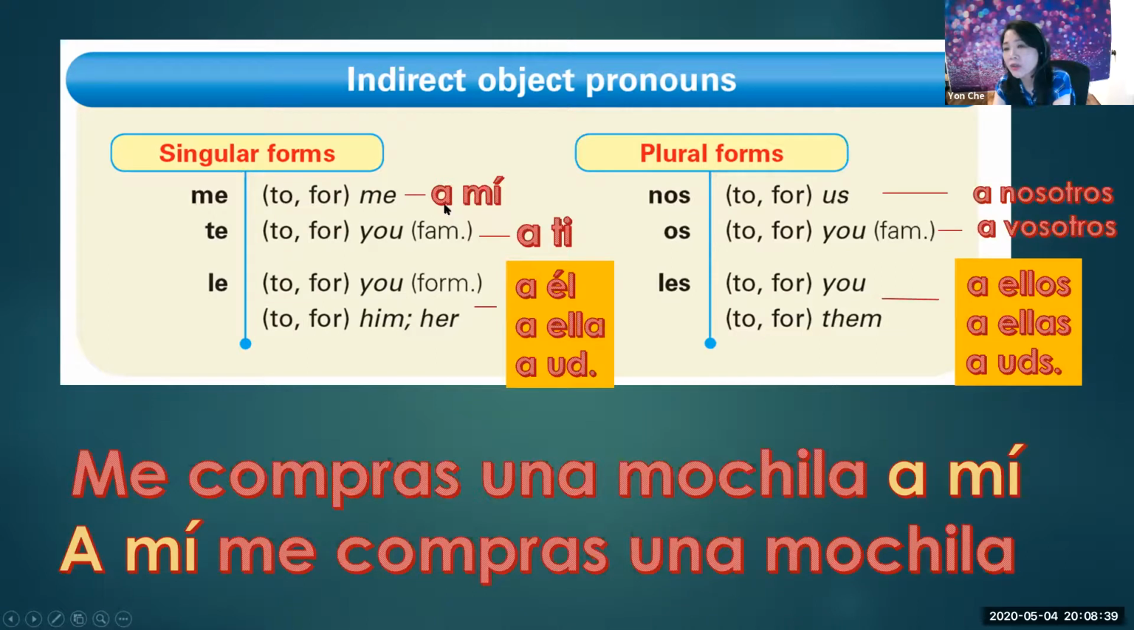And in Spanish, these additional phrases help emphasize a part of speech, like the indirect object pronoun, which means to me. When you translate this word for word in English, I don't think it makes much sense, because basically what it's saying is, to me, you are buying a backpack. You are saying to me twice. It sounds funny, right? But in Spanish, that's how we speak. And again, a mí can be omitted if there's no need for emphasis.